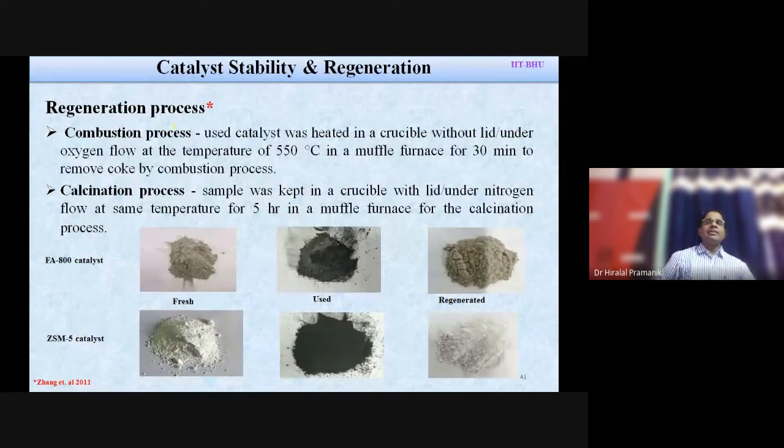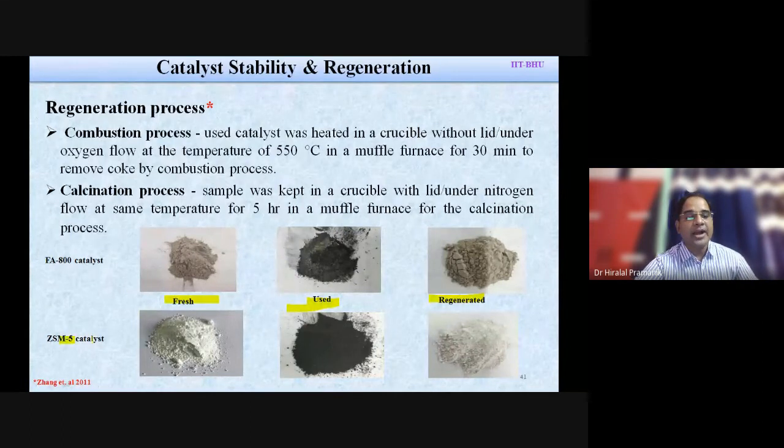Now, stability and regeneration is a very important part. When you talk about a catalyst, stability really should be checked. And we tested the catalyst first run, second run, third run, and then regenerated. So if you see the regenerated catalyst, it is very similar to the fresh catalyst. This is the fresh catalyst and the regenerated one. And in between, the used catalyst is black, because the coke which is formed is deposited on the surface of the catalyst. That's why it becomes black.